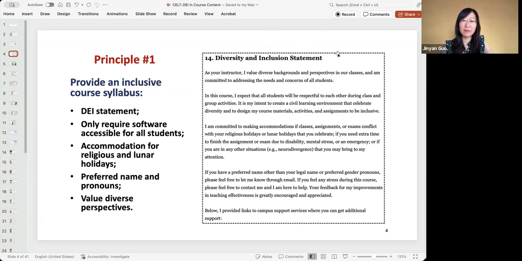So here is an example of the DEI statement in my syllabus. I use the language I use when I talk with students, so it's more genuine. It feels like I wrote it, right? And I use "I'm committed to do this" and "I want to do this." Language like this can really feel like it's right from my heart. And I offer accommodation for accessibility and religious holidays, and ask for preferred names and pronouns. Also, in this course, any software must be accessible to all students. So this is what we can do for the syllabus to set the tone at the very beginning of the semester.